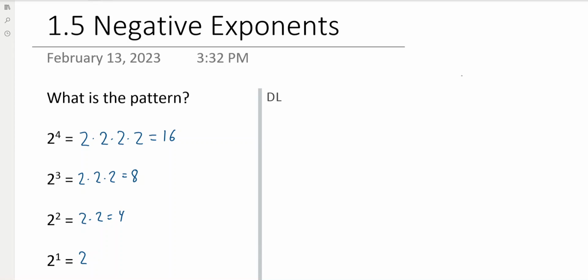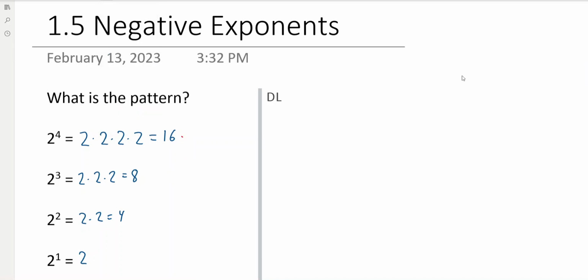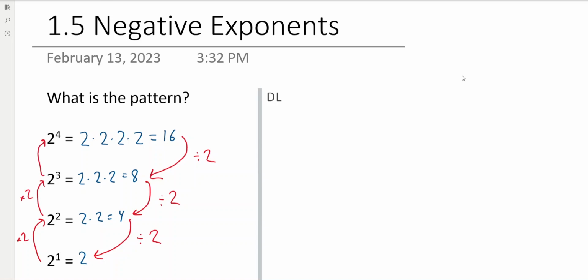So what do you notice as the pattern here? Well, hopefully you notice that as we go down, we are dividing by 2. And the reason why we're dividing by 2 is because that is the base. And as we go up, we are multiplying by 2, because that's just the opposite of dividing, right? So as we go up, we multiply. As we go down, we divide.